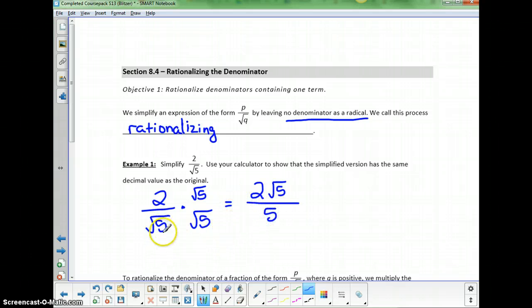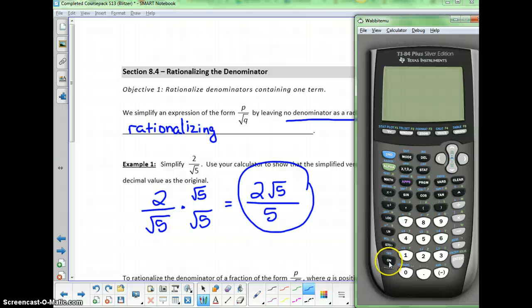Okay. By making the bottom a perfect square, by multiplying it by itself, I was able to get a whole number simplification. That's considered rationalized because the denominator is no longer a radical. Okay. So what we want to show is that this right here has the same decimal value as the original, so we grab a calculator.